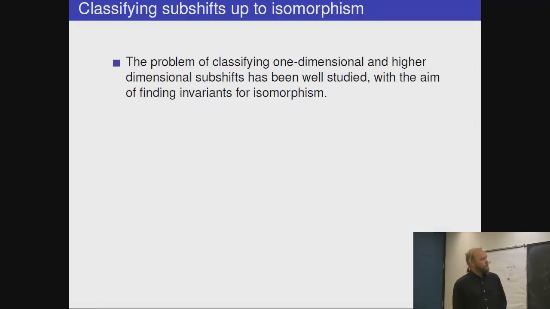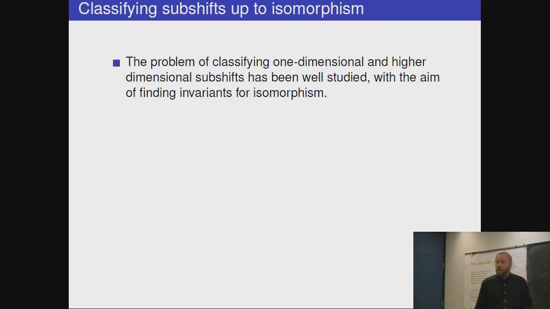So I'd like to know, well, what can we say about classifying these up to isomorphism? How difficult is this problem? So this has been studied. There are a number of things that are invariants. For instance, we can look at the topological entropy of a subshift. There's a nice way of calculating that. But how complicated is this? It turns out topological entropy is not a complete invariant. You can have non-isomorphic subshifts with the same entropy.